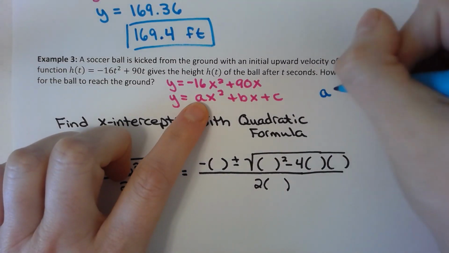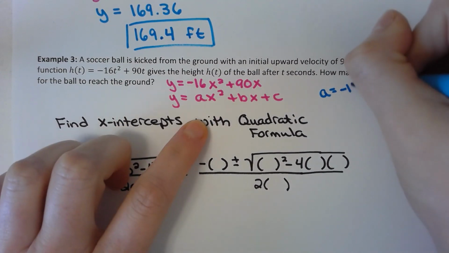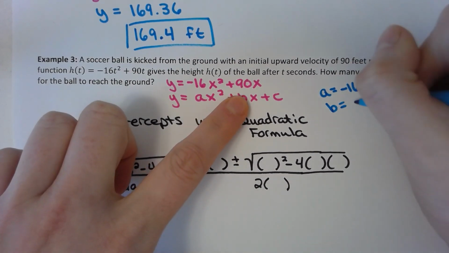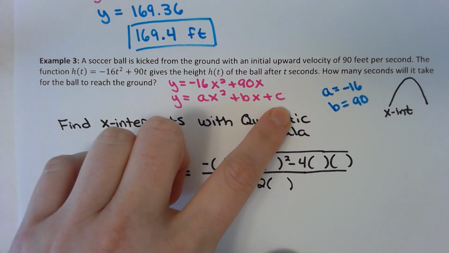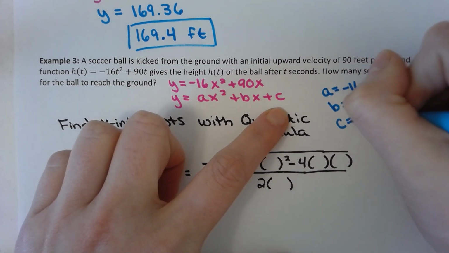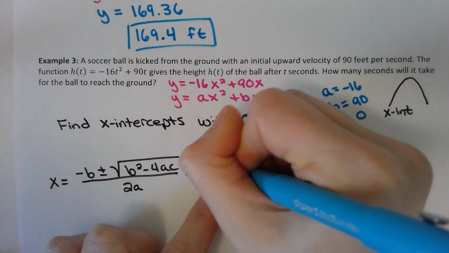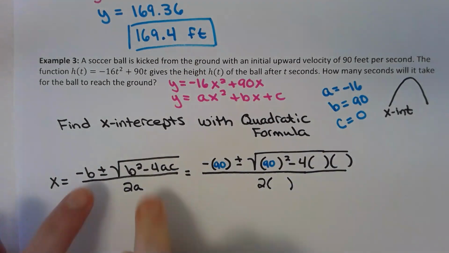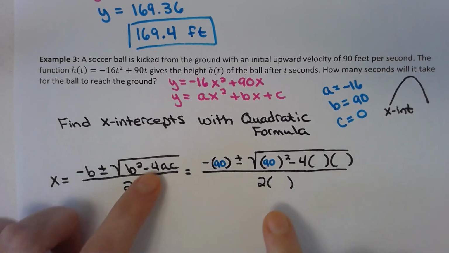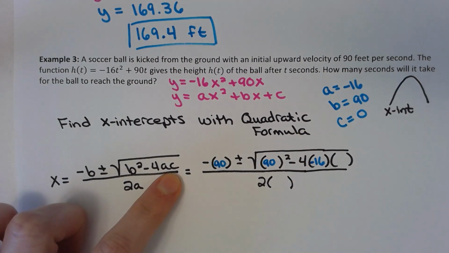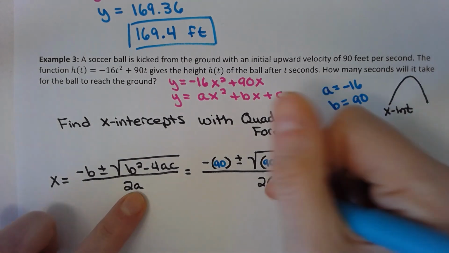A is the number in front of the x squared, so negative 16. My b is the number in front of the regular x, that's 90. And since we do not have a constant this time, that means that our c value is 0. So what we are going to do is plug that in. B goes right here, that's 90 and 90. Put b's in both of those places. Then it goes for a, so my a value is negative 16 times my c value, which is 0. And on the bottom, 2 times a, negative 16.